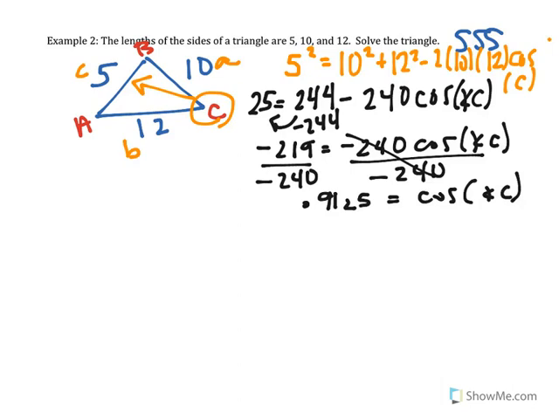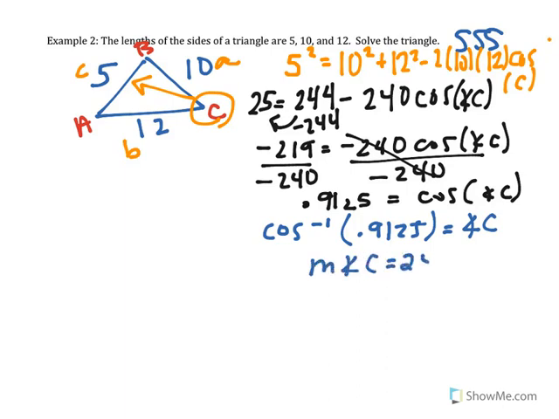Whenever you're solving for an angle, at this step you're going to use inverse cosine, and we talked about how to find that in your calculator. It's cosine to the negative 1. If you need help finding that, you can look online or you can ask me, and I can show you how to find it. So if you do inverse cosine of 0.9125, make sure you're in degree mode, you will get the measure of angle C is 24.15 degrees. Remember, I solved for the smallest angle first, opposite the small side, so it makes sense that it's small.